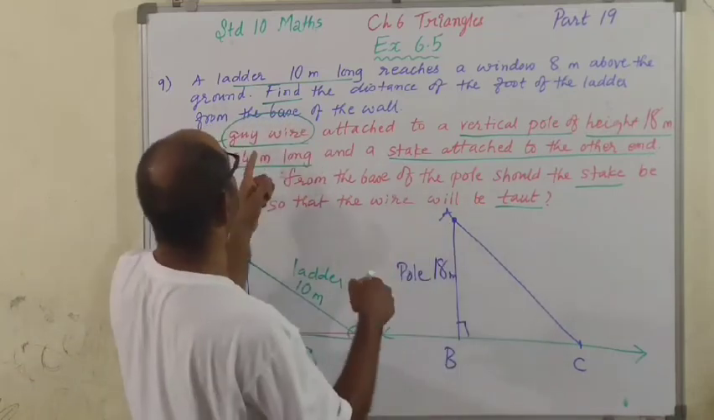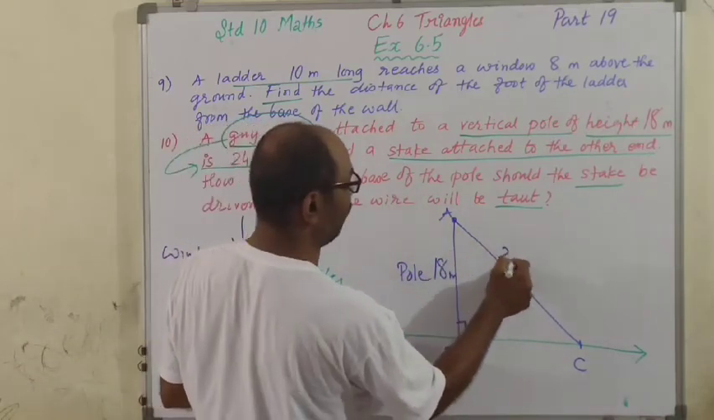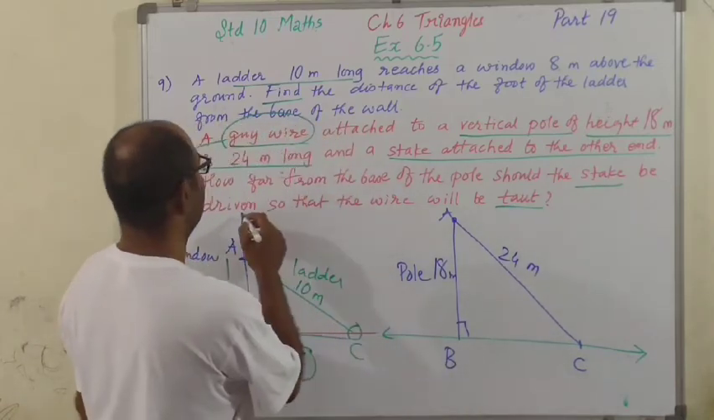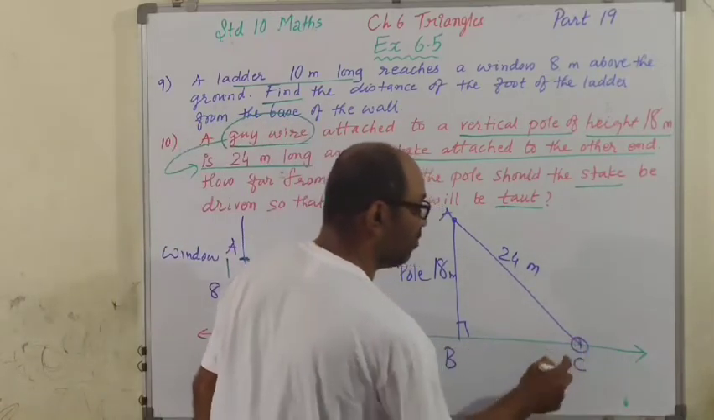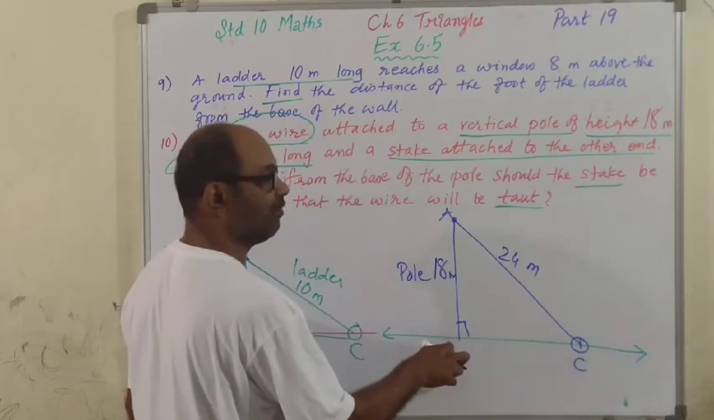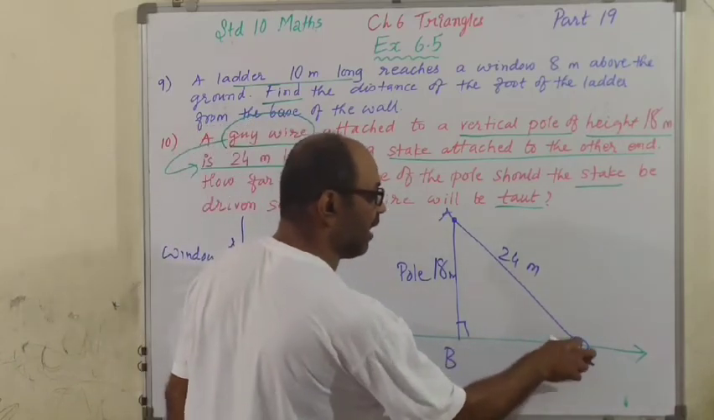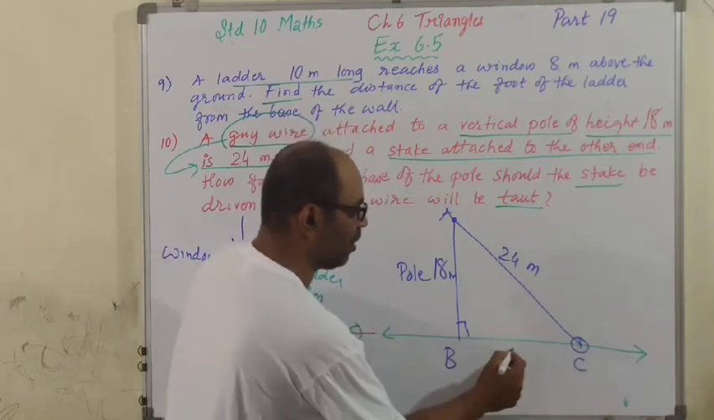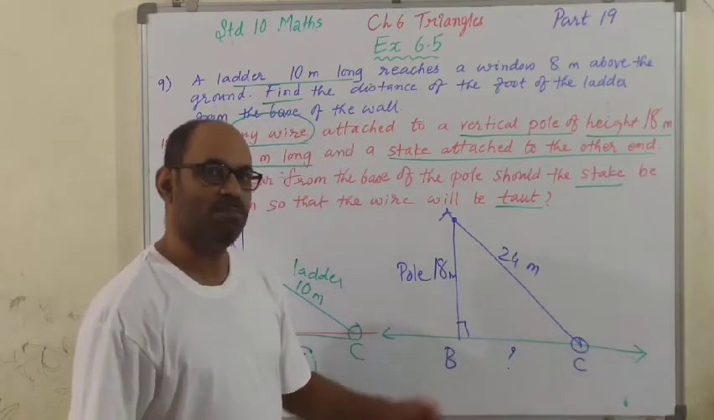Length of the guy wire is given. That is 24 meter. And you have to find, yes, where should this be fixed from the base of the pole? ये stake को कहाँ लगाना होगा? Stake को BC distance पे लगाना होगा. So this is what you have to find. Use Pythagoras and find it out.